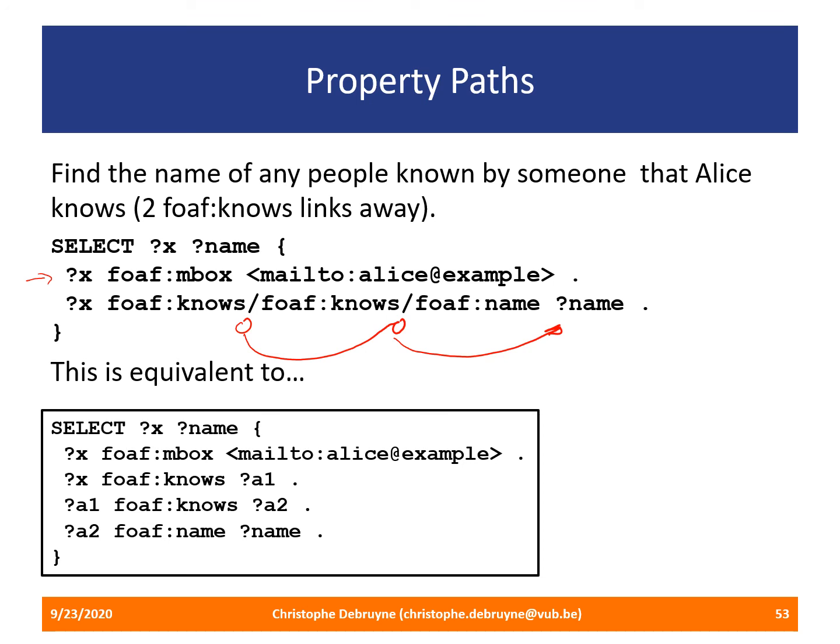This is the same as stating we're looking for Alice, and Alice knows a particular person, and that particular person knows another person, and that other person must have a name. And here you can clearly see that in this particular case, we got rid of the intermediate variable names. It's not necessary anymore.